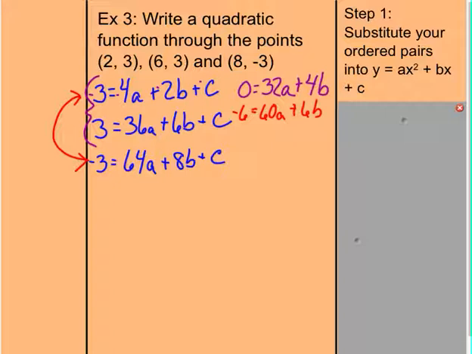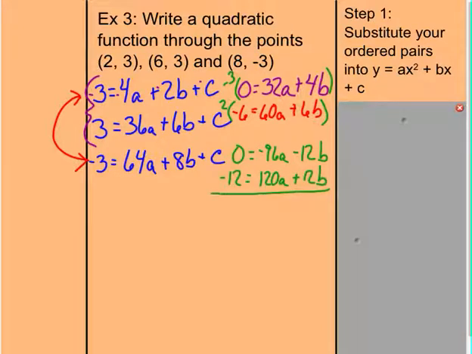Alright, I'm going to use my b's to cancel again. This time, my least common multiple of 4 and 6 is 12. So I'm going to go ahead and multiply this by a negative 3, and this one by a 2. So we have 0 equals negative 96a minus 12b. And the second one, I have negative 12 equals 120a plus 12b. Adding them together, I get 24a, and my b's cancel.